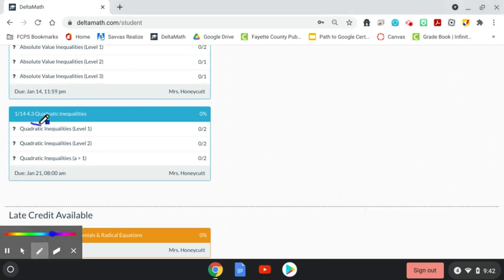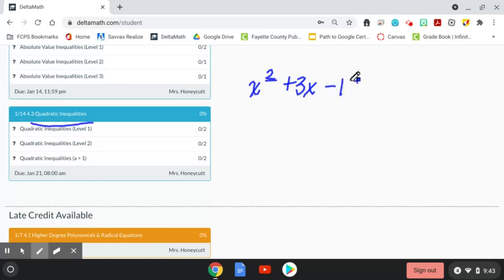Today we're going to look at 4.3, solving quadratic inequalities. These are going to look like something like x squared plus 3x minus 18 is greater than 0. They look similar to the problems we used to do when, instead of an inequality sign, we had an equal sign. But now we have an inequality sign, so we will start solving them very similarly. We'll start by factoring.